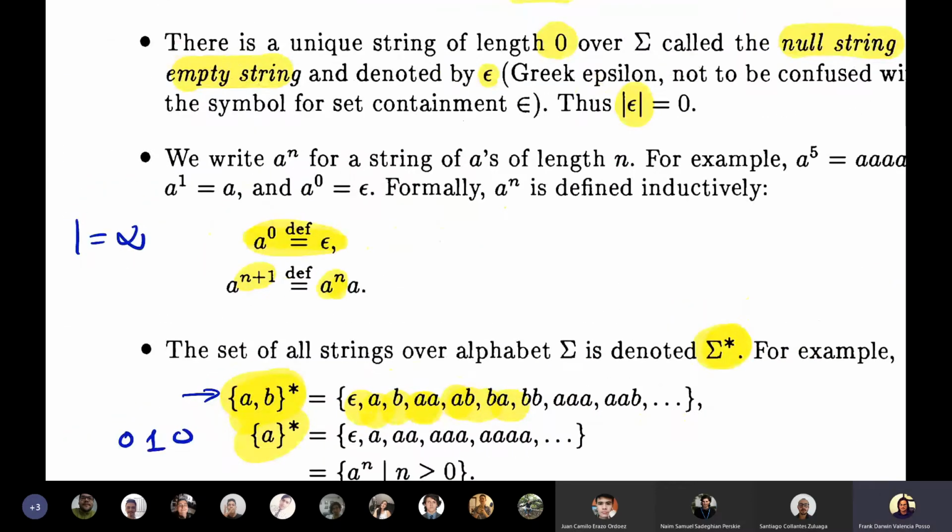Okay, so the set of all strings over an alphabet sigma is denoted as sigma star. So sigma star of A, B are all the sequences that can be built upon A's and B's. Okay, so it includes the empty one, A, B, A B, B A. Okay.